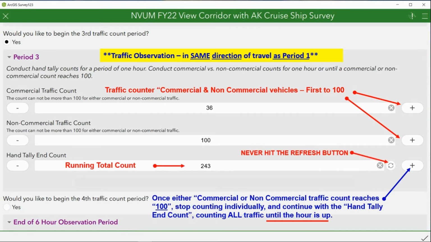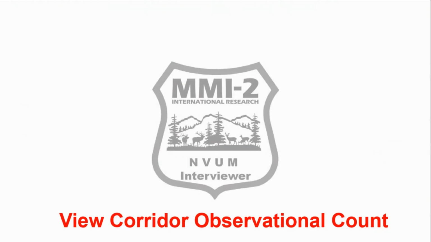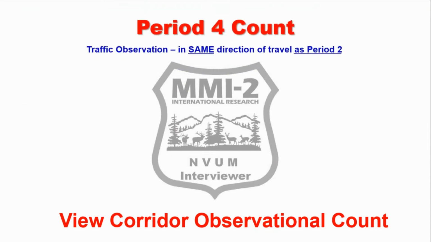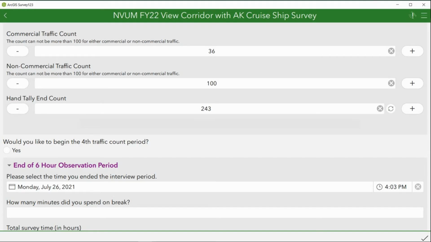And once you're done with that full hour, then you're going to take one more 30-minute break. And once that 30-minute break is over, you're going to be ready for period 4 count. And on this one, you're going to be counting traffic in the same direction as you did during period 2. So would you like to begin the 4th traffic count period? Answer yes.